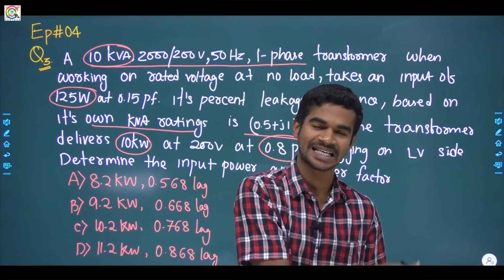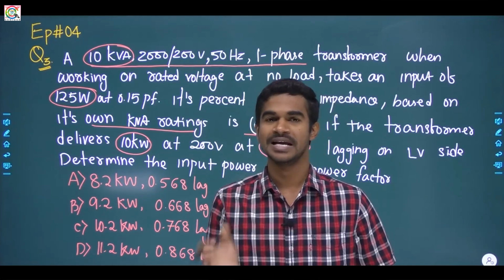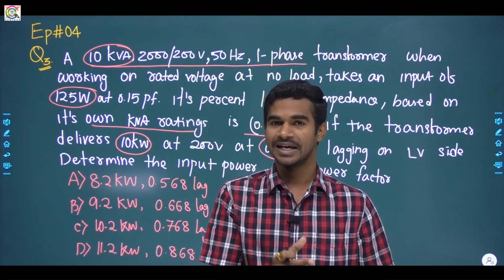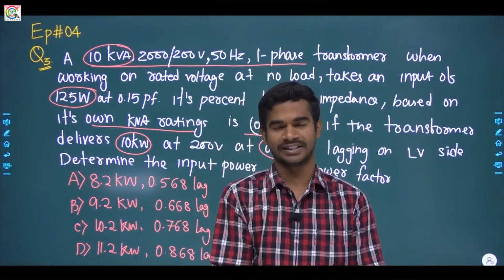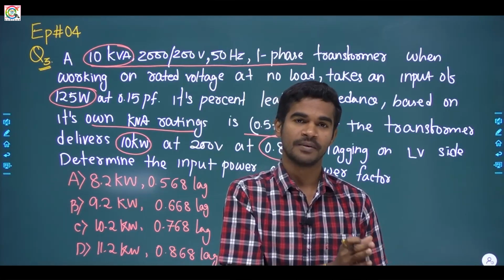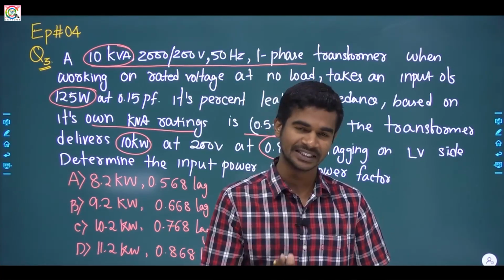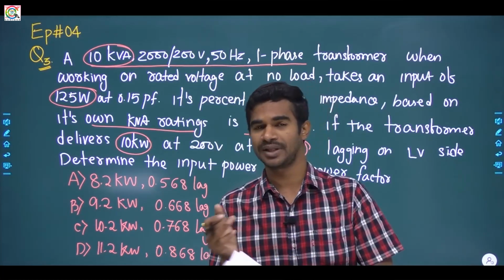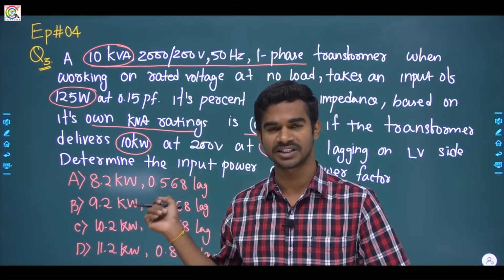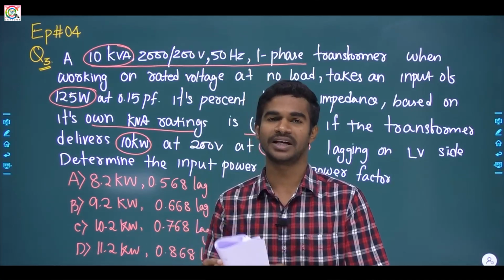Is it 0.8 lagging? No, it is not 0.8 lagging. 0.8 lagging power factor is the load power factor. But here we have to find the input power factor, which must be different from the load power factor. If it were an ideal transformer, then the load power factor would be equal to the input power factor or the source power factor. But this is not the case of an ideal transformer, so obviously the load power factor and the input power factor must be different.